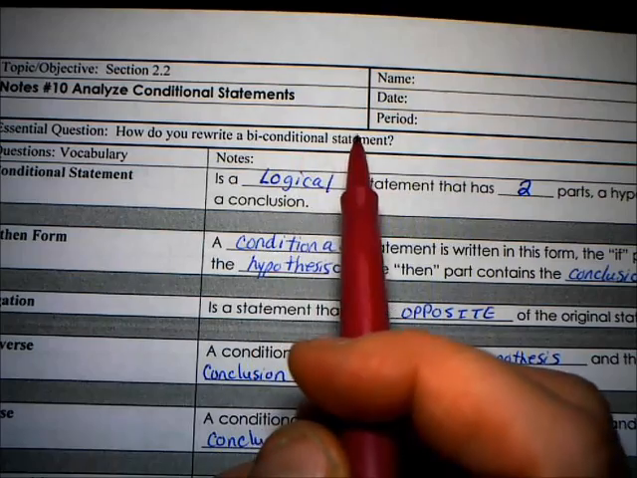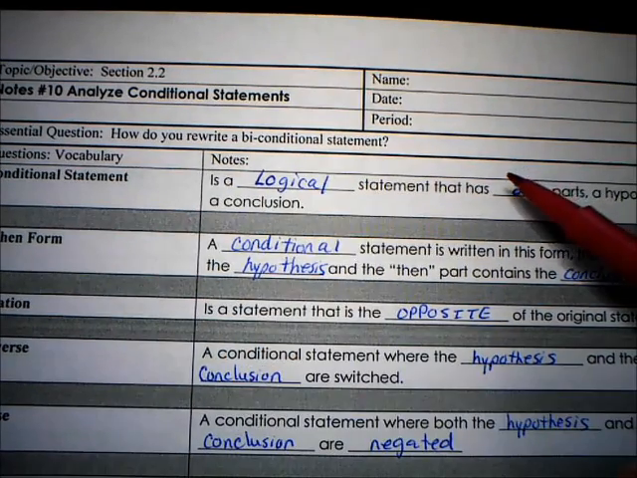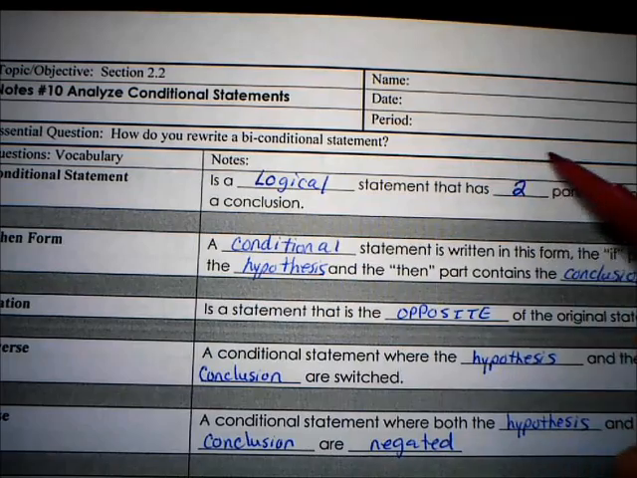Well, a biconditional statement is when you have the first sentence and then you put if and only if, and then you write the converse.